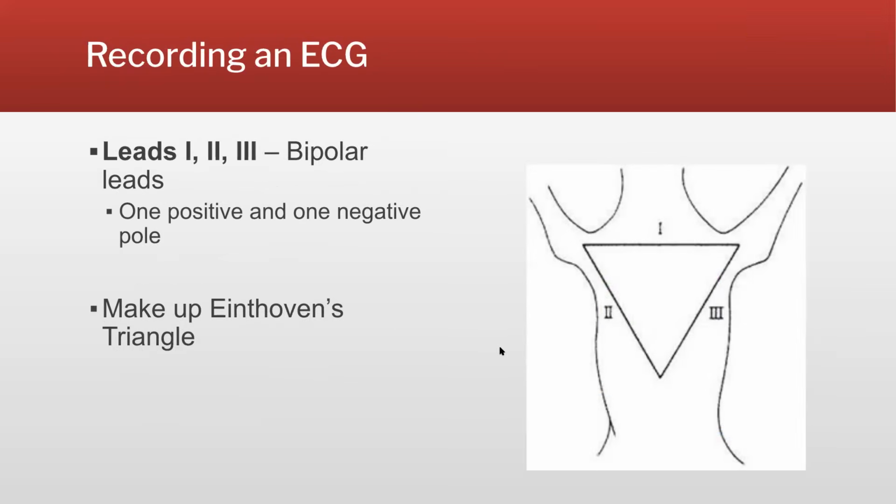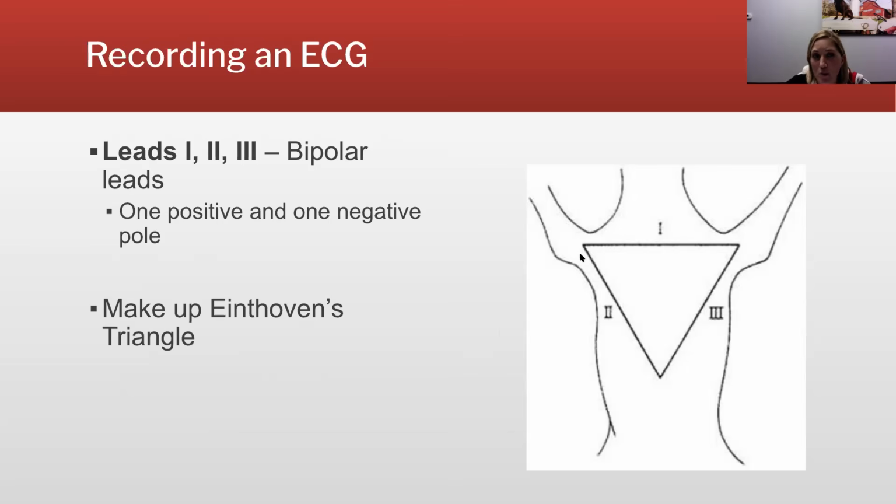So recording an ECG, we have our bipolar leads, which are leads 1, 2, and 3. Bipolar means that they have one positive pole and one negative pole. Lead 1 is going to be the lead between your two arms, so that's the best lead to look at your atrial activity. Then lead 2 and lead 3, and this little triangle that they make up is called Einthoven's triangle. When you're doing just 3 leads, that's what our echo machine has, a 3-lead ECG.